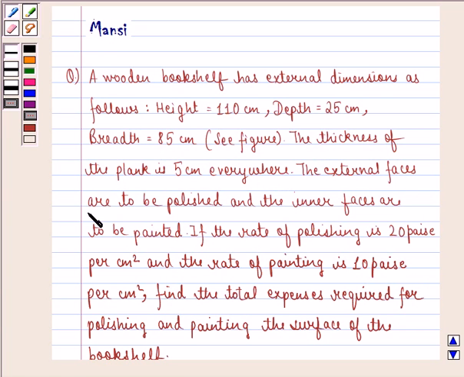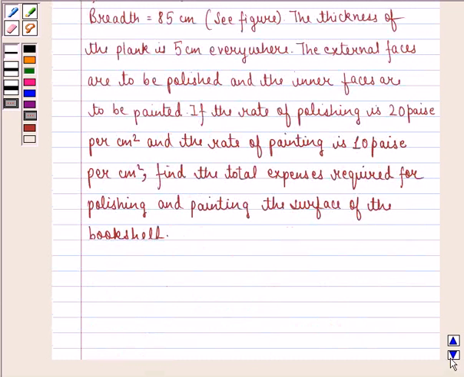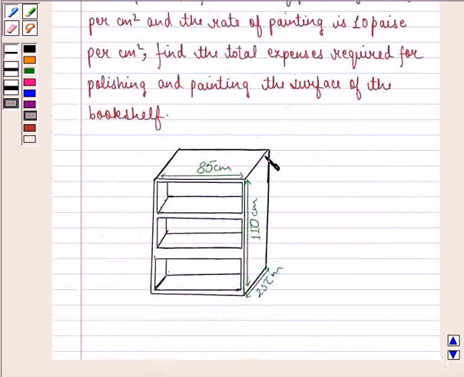The external faces are to be polished and the inner faces are to be painted. If the rate of polishing is 20 paisa per centimeter square and the rate of painting is 10 paisa per centimeter square, find the total expenses required for polishing and painting the surface of the bookshelf. Now this is the figure given to us in the question. So let us start with the solution to this question.